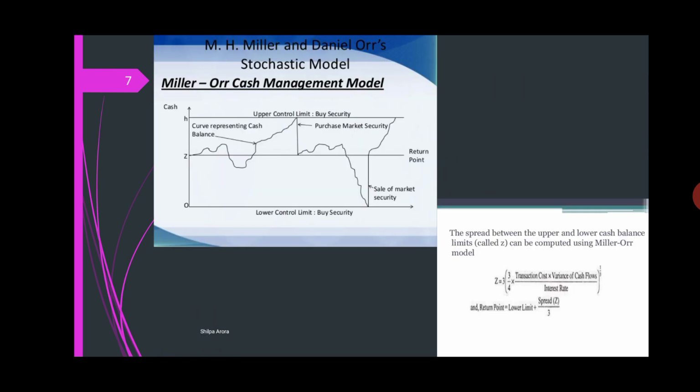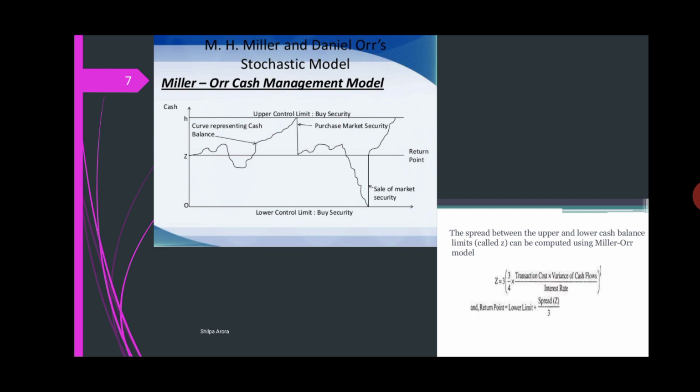Now we can understand this better with the help of a diagram. This diagram represents the Miller-Orr cash management model. On the y-axis is the cash balance, or the amount of cash. On the x-axis is the time period. Two lines can be easily observed: the upper control limit and the lower control limit. The upper control limit signifies buying the securities. The lower control limit signifies selling the securities.